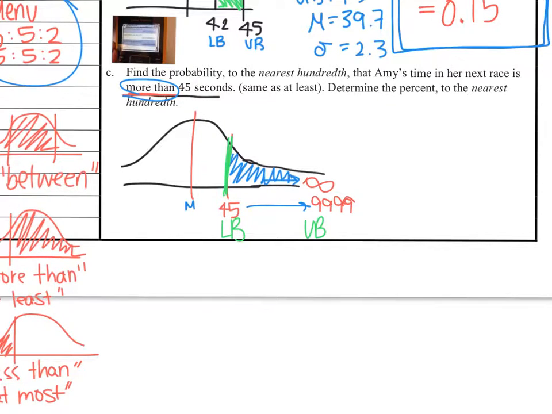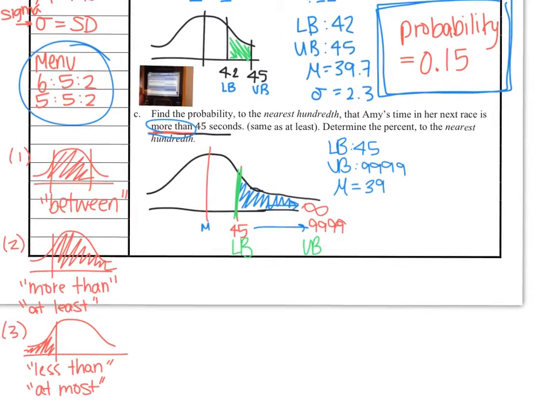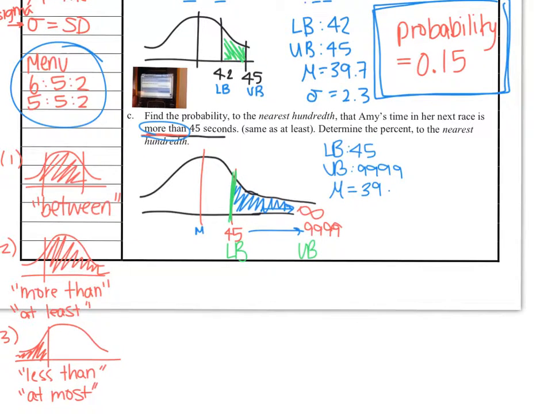So we're going to set this up. We've got lower bound at 45, upper bound at 99999, mu for our mean at that 39.7, yeah, 39.7. I was thinking I got it backwards. Sigma is 2.3 for our standard deviation, and we are about to come up with the probability.